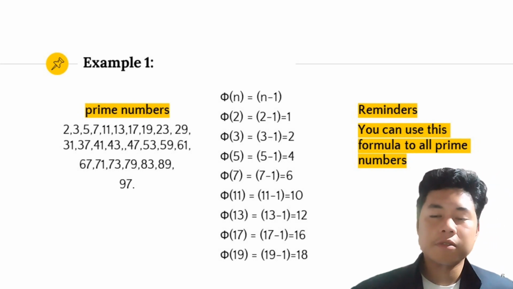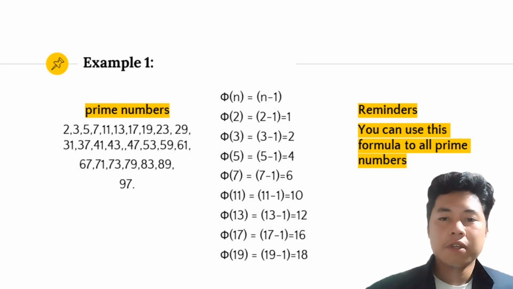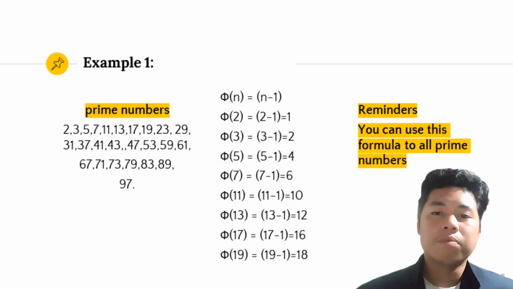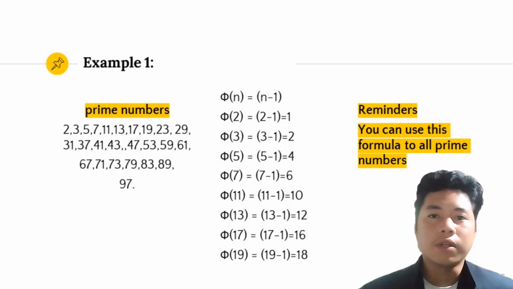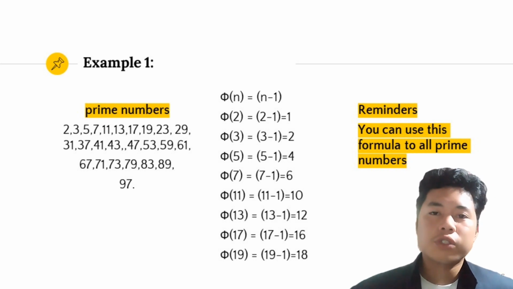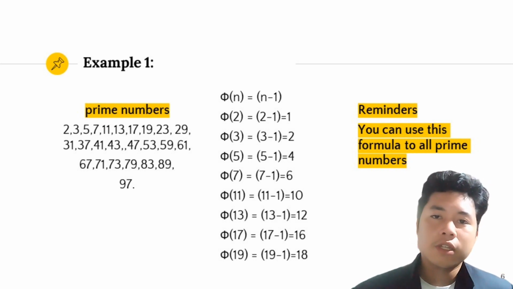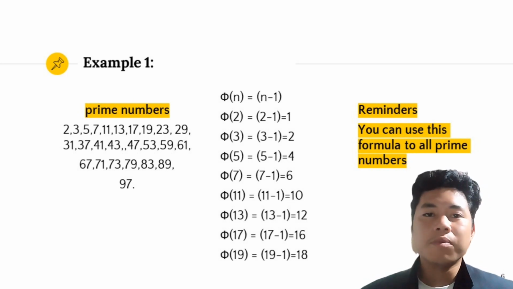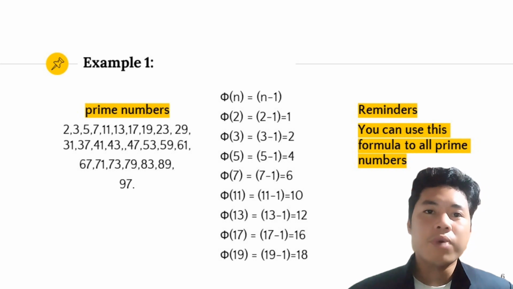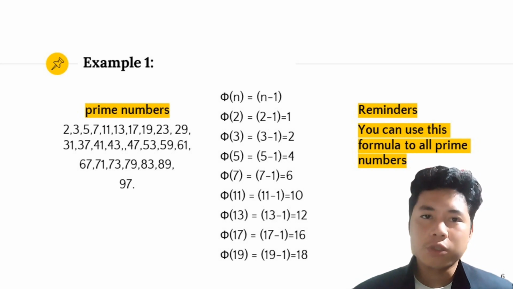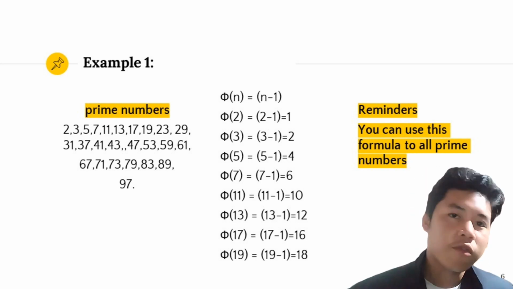So let's take example number 1. This is the list of prime numbers from 1 to 100. There are 2, 3, 5, 7, and so on. You can use this formula for all prime numbers. Just for example, on the screen, phi of n is equal to n minus 1. So that is our formula.